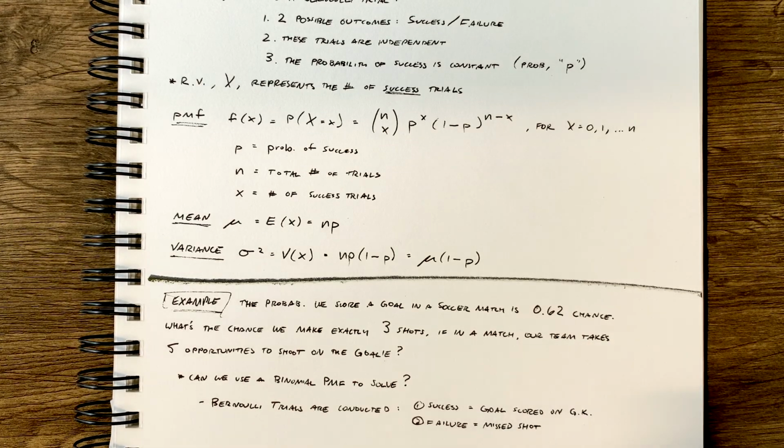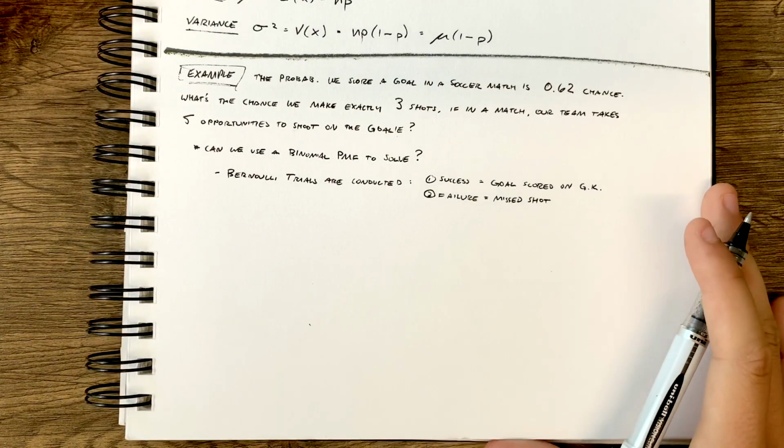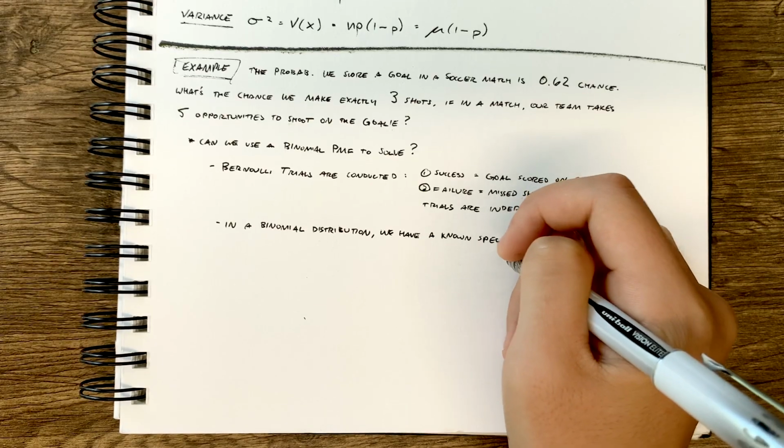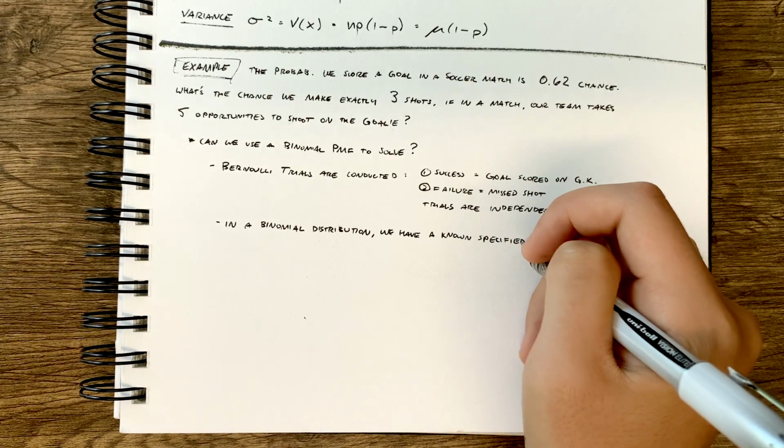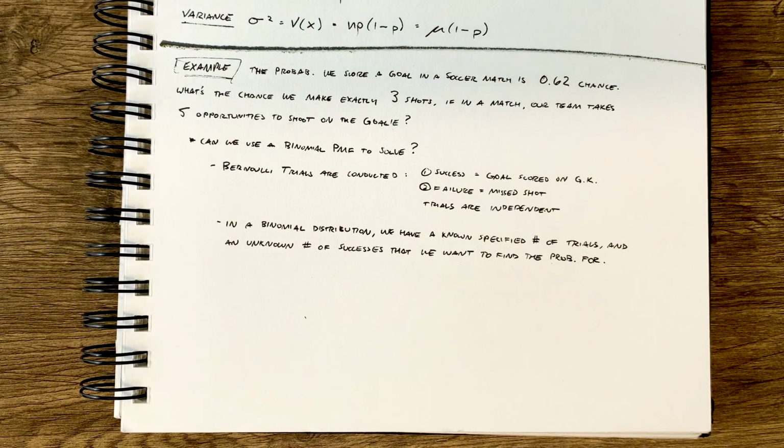So in this case, we can define our success as a goal being scored on our goalkeeper, and a failure can be defined as missing our shot. And from this example, we can also assume that these trials are naturally independent. And secondly, let's also note a couple key fundamental characteristics of a binomial distribution. So in a binomial distribution, we have a known specified number of trials and an unknown number of successes that we want to find the probability for.